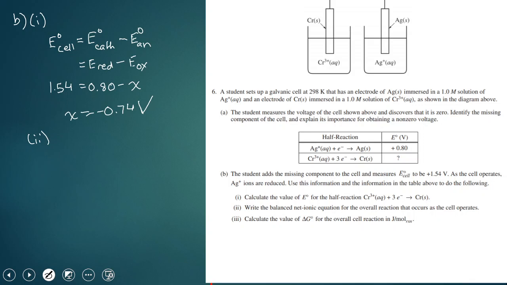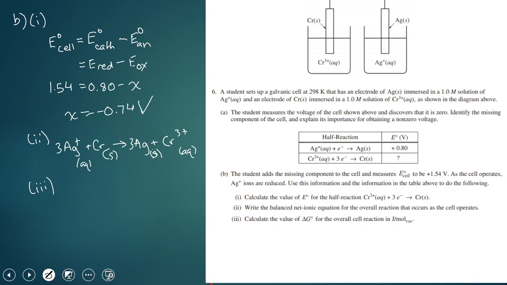Okay, for part 2, it says write the balanced net ionic equation for the overall reaction that occurs as the cell operates. So this should be fairly simple if you look at the electrons. So we have 3 Ag+ plus Cr moving to 3 Ag plus Cr3+. The Ag and Cr are solids, and the others are aqueous. Okay, so that was fairly simple, just the net ionic reaction, very quick marks.